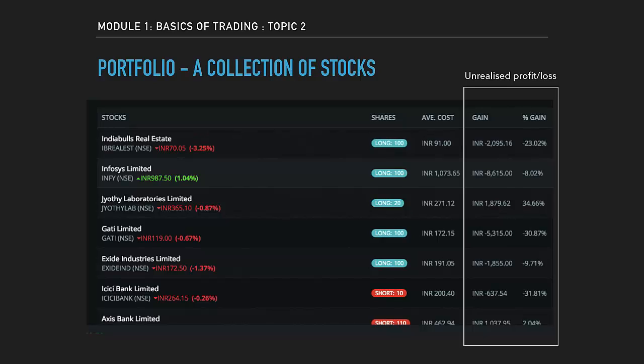For instance, Indiabulls Real Estate is still a part of my portfolio and it's showing a loss of negative 2095.16 rupees with a percentage loss of 23.02%. This is unrealized loss. As soon as I sell Indiabulls Real Estate, say for instance I place a sell order right now, in that case I take account of this loss and hence the loss becomes a realized loss.